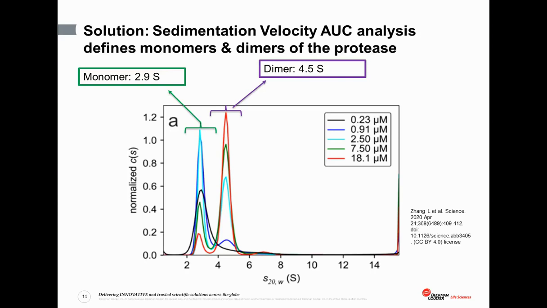So Zhang and co-workers, they carried out sedimentation velocity experiments where they ran an increasing concentration of the SARS-CoV-2 main protease, which is MPRO, and they asked the question, does this sediment as a monomer or does this sediment as a dimer? And what they found was that the monomer, which as you can see, sediments at 2.9 Svedbergs, gradually converts into the dimer, which sediments at 4.5 Svedbergs, as you ramp the concentration up. In this, they tried a series of concentrations going from about 0.23 micromolar all the way to 18.1 micromolar. And when they went to 18.1 micromolar, they really had almost, I would say, like 90% of this is actually a dimer.